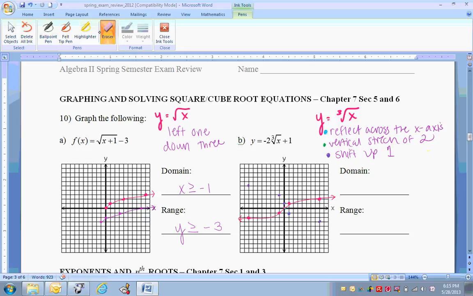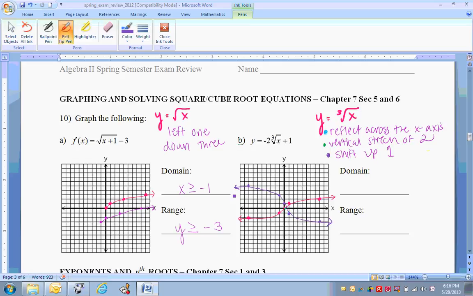Okay, and then I can connect my purple dots. And I didn't make a very nice smooth curve. Let me fix it for you. That is the function they've asked us to graph in part B.